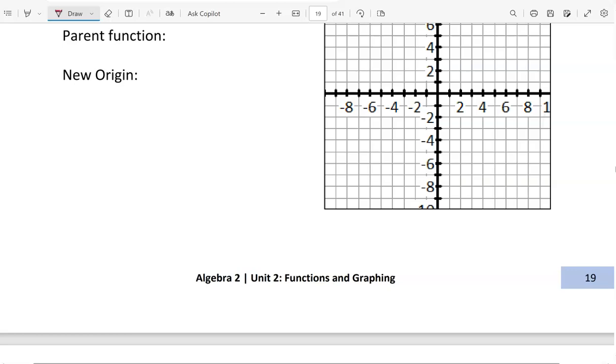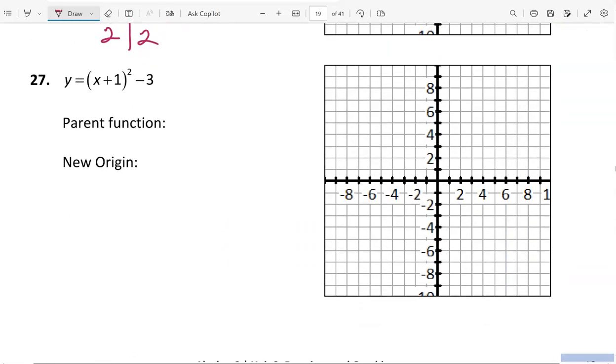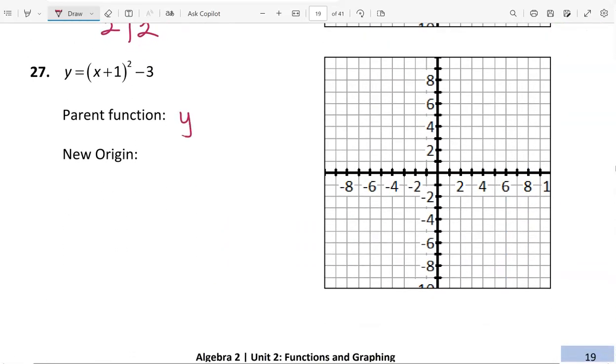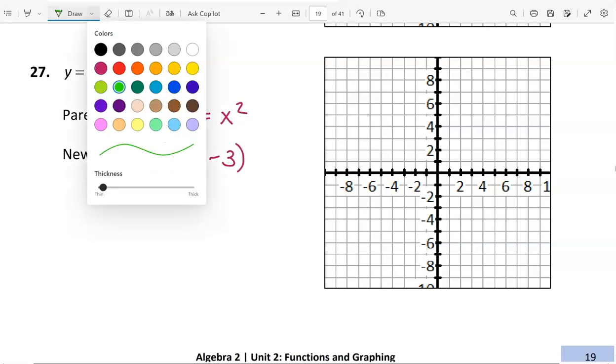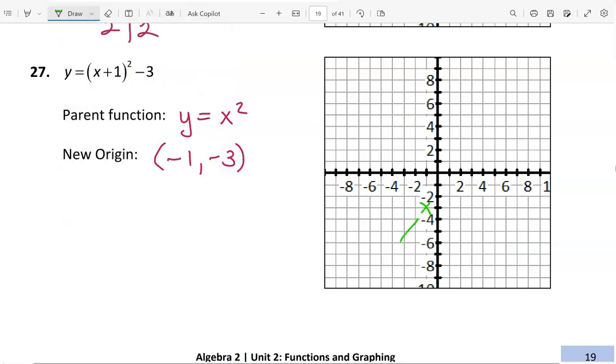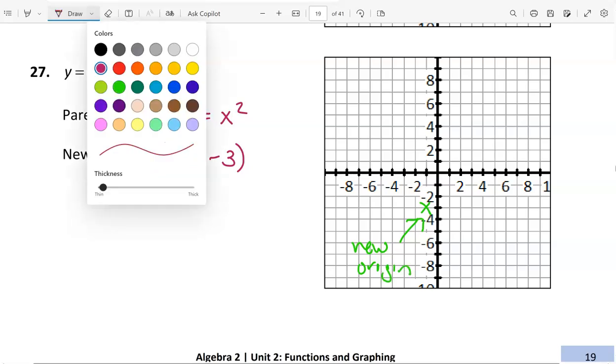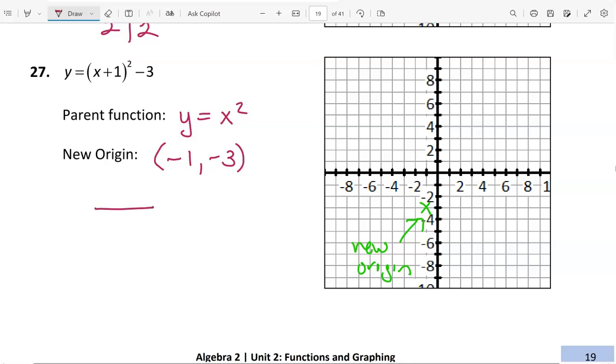And for number 27, we have a quadratic function. So our parent function is y equals x squared. The new origin is at the point negative 1, negative 3. So I'll graph the new origin, negative 1, negative 3. And then to graph the rest of the function, use a table of values for the parent function, y equals x squared, and then graph those points from the new origin.